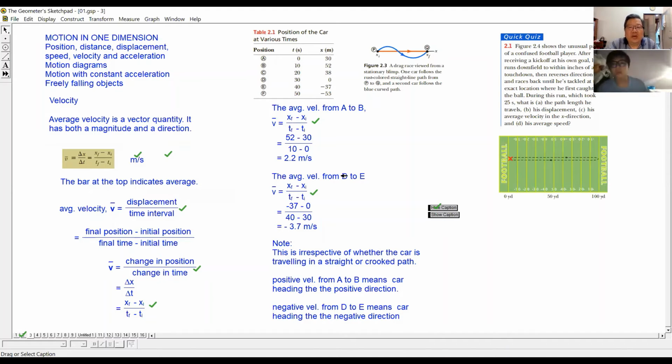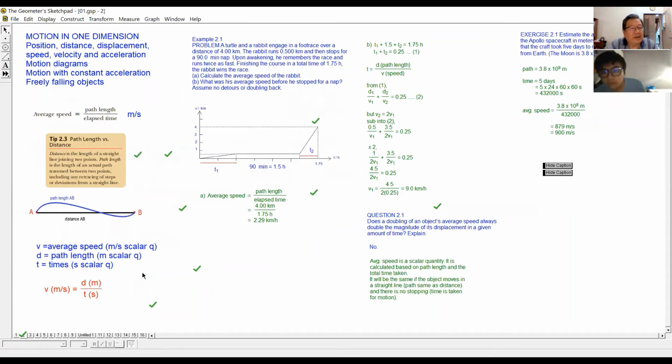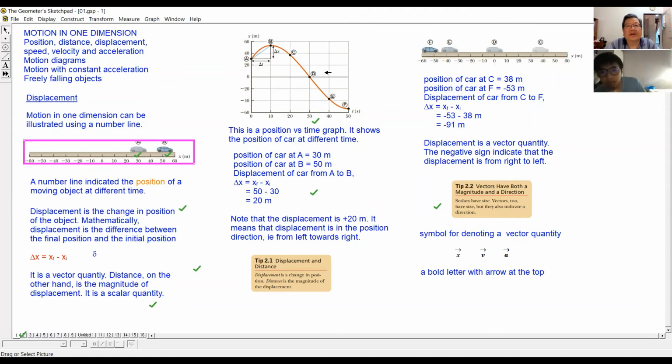Now from D to E, at first it is at D, which is 0, then finally it is at negative 37. So you look at the diagram again, right? Where's the diagram? This one. Okay, at first it is at this position here, 0. At first it is at this position, 0. Finally it is at this position here, negative 32. What does that mean? At first it is starting from here, then finally it is here.